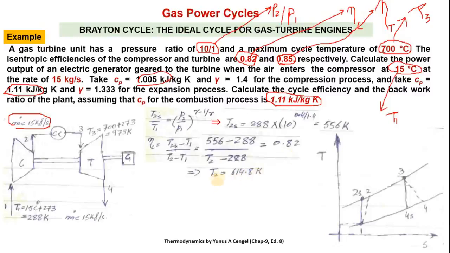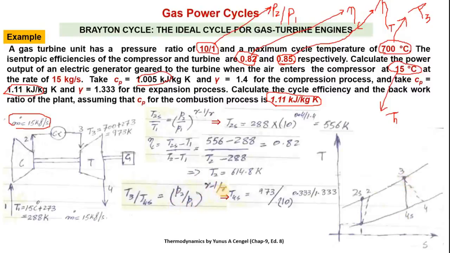Next, now that we have calculated T2, we need to calculate T4. The same procedure will be adopted for the expansion process in the turbine. It is again an isentropic process from 3 to 4s, which is equal to P4 by P3, because the pressure ratio is the same. P2 is equal to P3, P1 is equal to P4 or P4s. So the same pressure ratio will be utilized here, to the power gamma minus 1 over gamma.